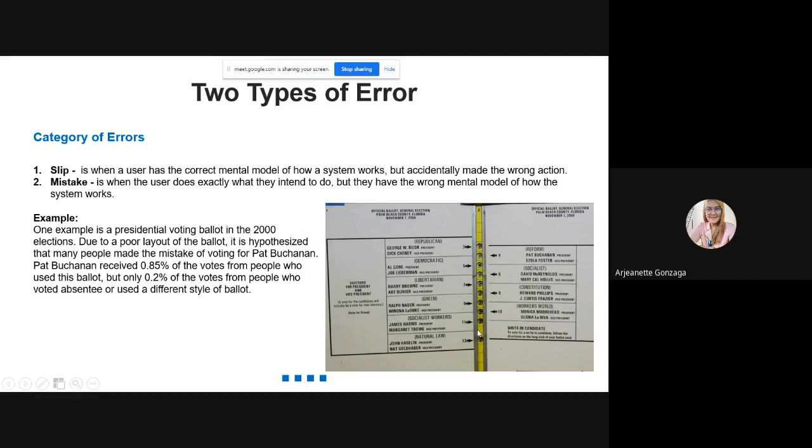So, hindi maayos yung paggawa ng ballot. So, itong erroneous votes na to ay nag-result ng mistake kasi yung voters performed the manual task of punching the second hole but had inaccurate perception of what the second hole meant. So, a better user interface design could have avoided this problem. So, pinunch nila yung second hole without knowing kung para saan yung second hole. So, that is an example of mistake.